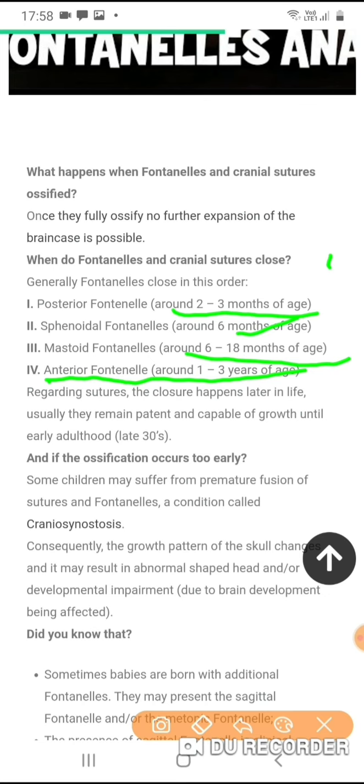So these six are our fontanels, and if ossification occurs too early along these fontanels, what happens? Some children may suffer from premature fusion of sutures and fontanels, and that condition is known as craniosynostosis.